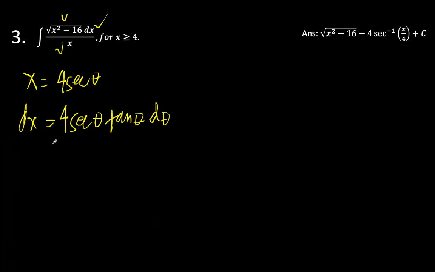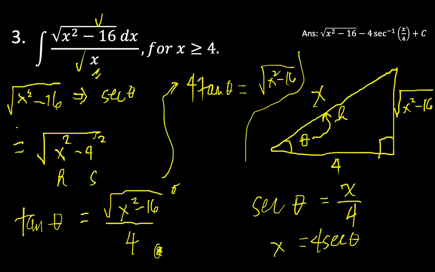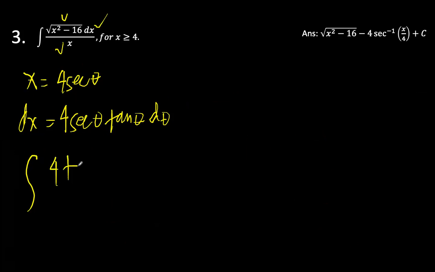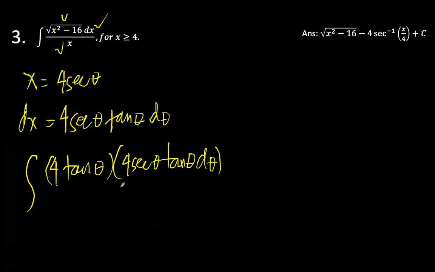So we're now ready to substitute these trigonometric functions or expressions in the given integral, okay? So we have the integral of the equivalent expression of this, so we have 4 tangent theta, okay? So here it is, 4 tangent theta. And what's the equivalent expression of dx? Dx is 4 secant theta tangent theta d theta over, what is x? Our x is 4 secant theta, right?